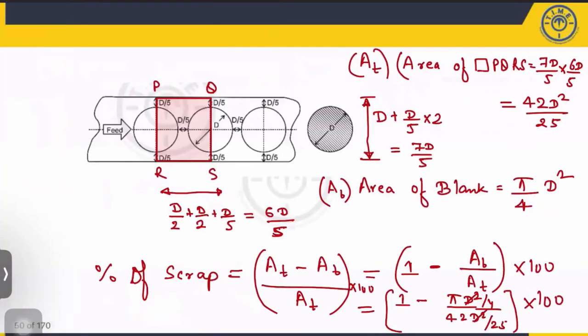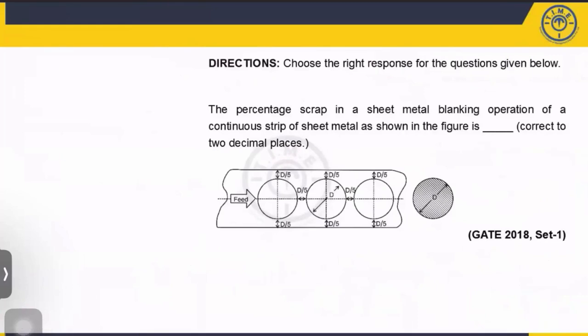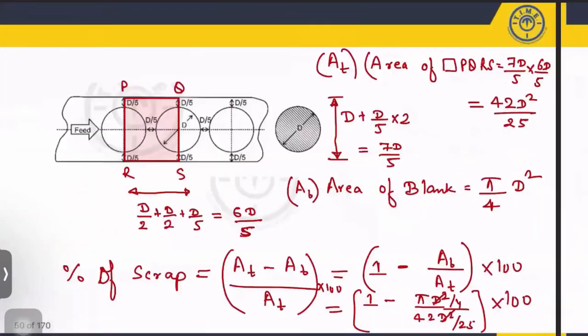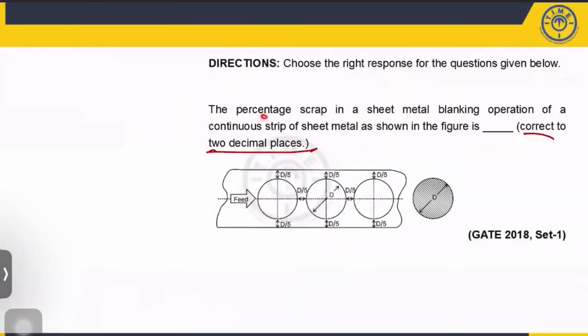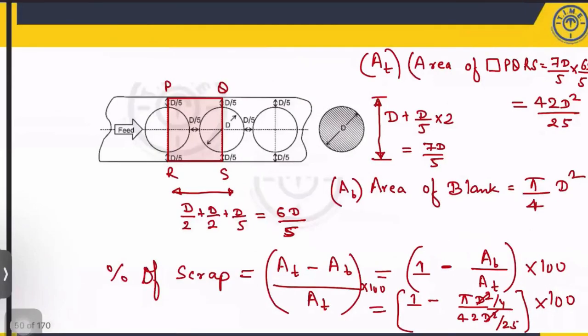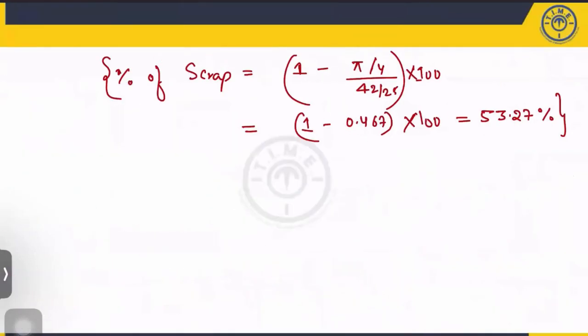Very good, Raj. So the correct answer for this question is, and it is mentioned to correct to 2 decimal places. So that means 53.27 percent, because the question asked for the percentage scrap. So the correct answer for this question is 53.27. I hope, Jagan, if you solve it also, you will get the same answer. Yes, sir, I'm following. Okay, fine.